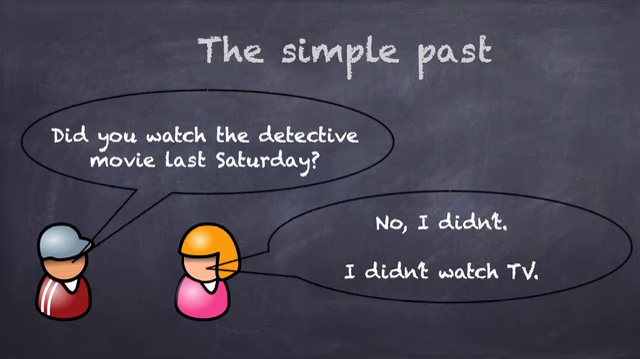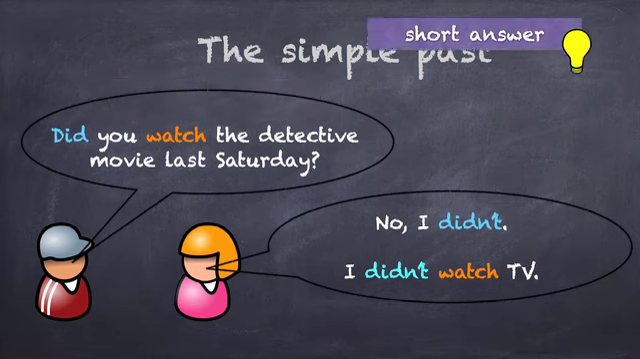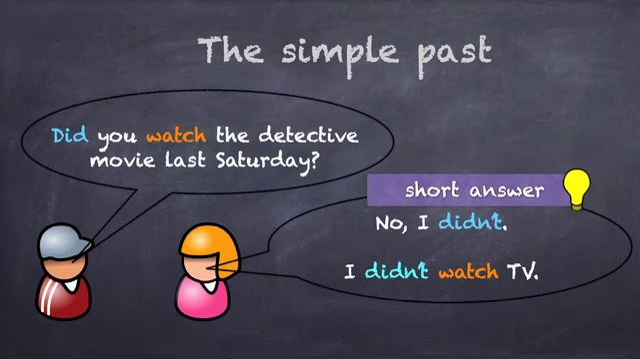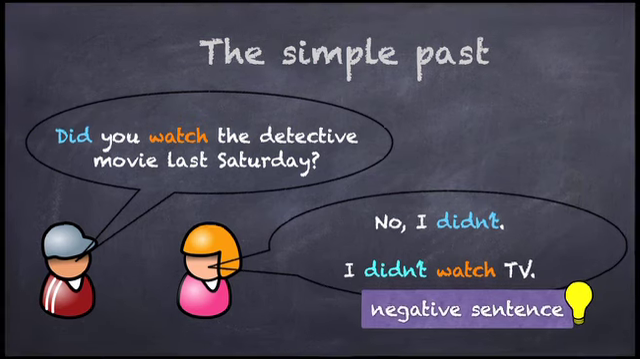You already know from the simple present that you need a form of the verb to do to make a question or a negative statement. Here it is the form did, the simple past form. You make questions with did and infinitive. You can answer with no, I didn't or yes, I did, and you always put didn't in front of the verb in a negative sentence.